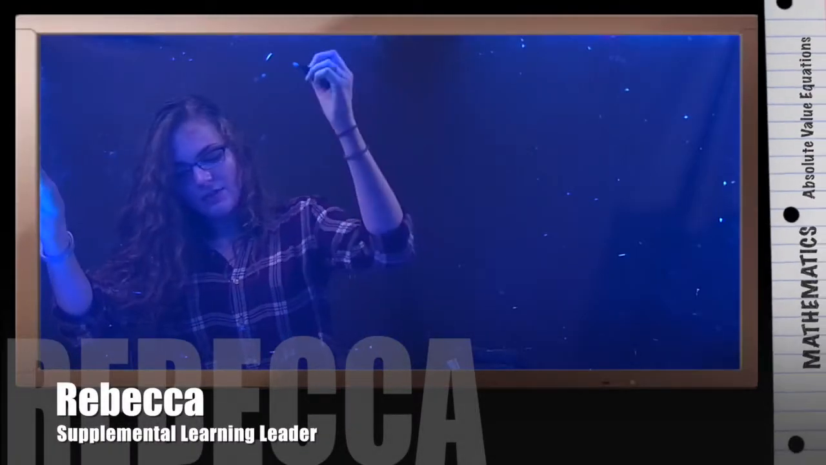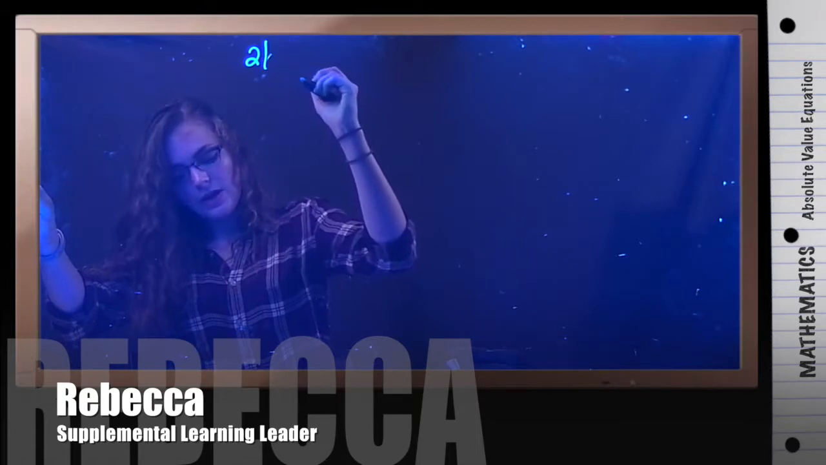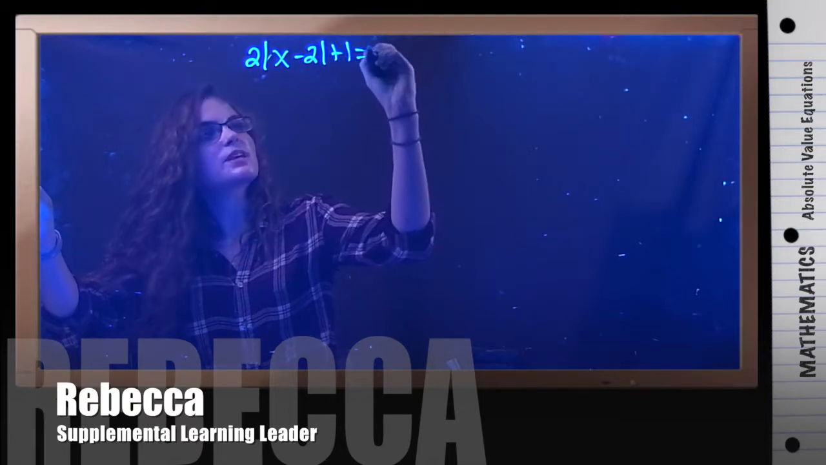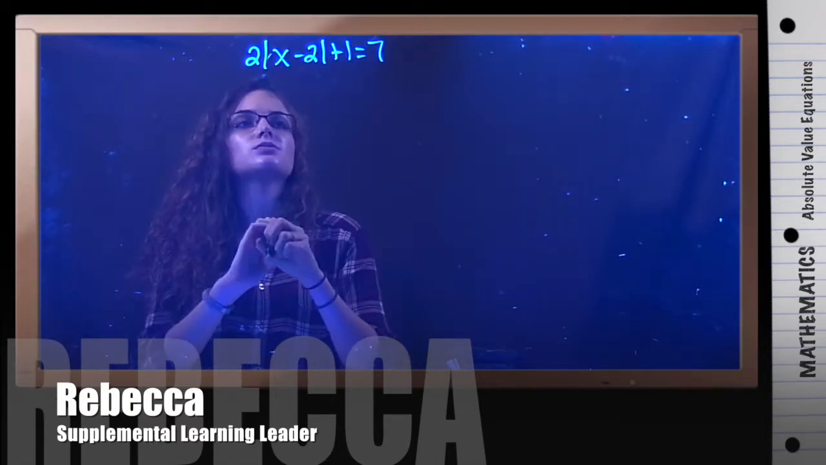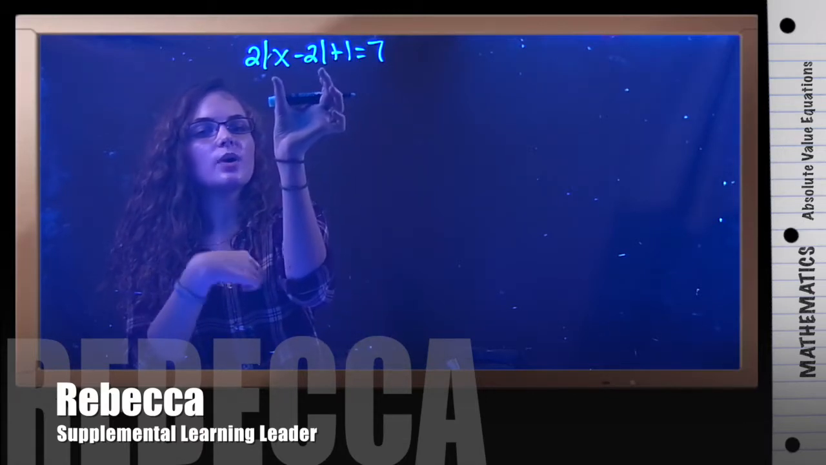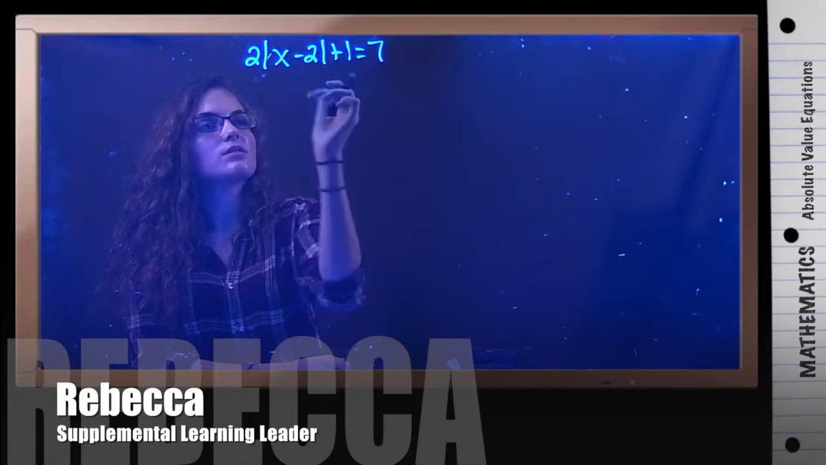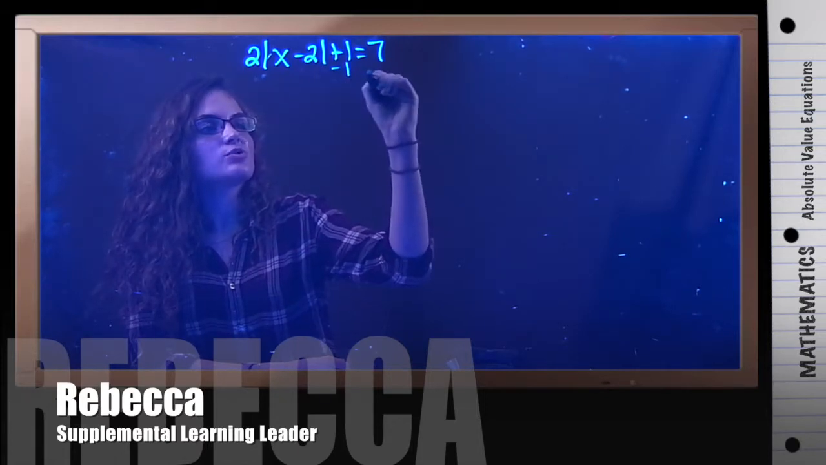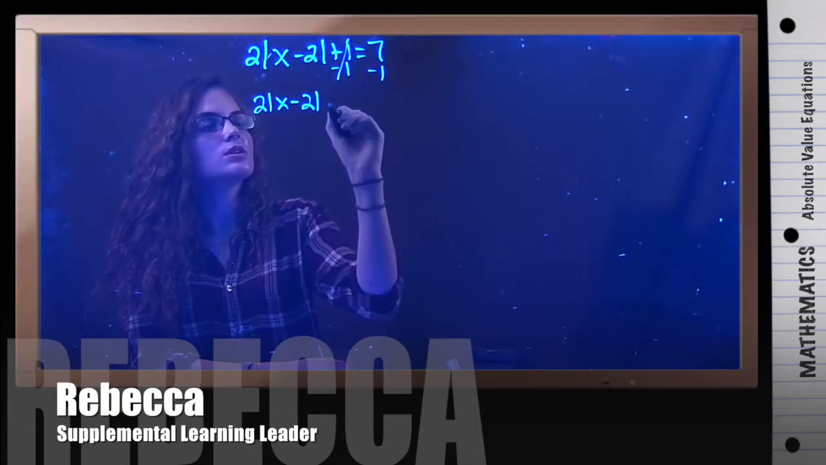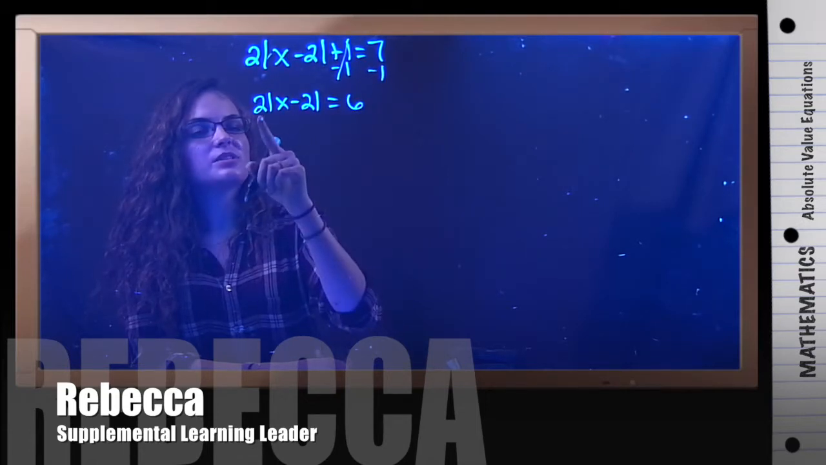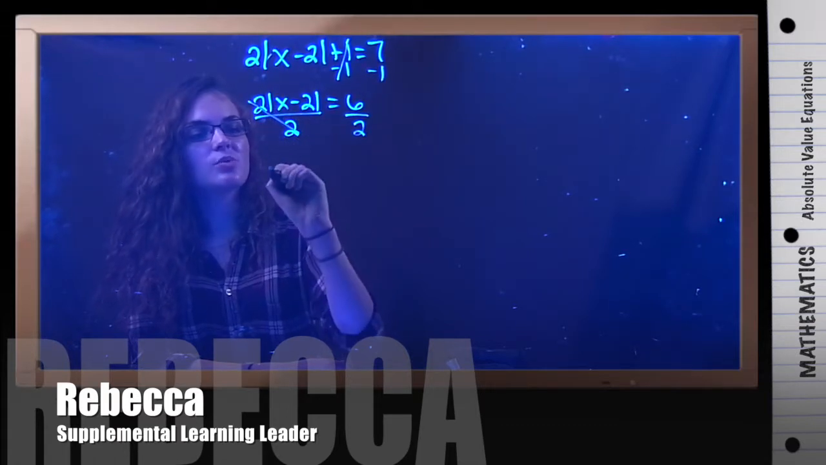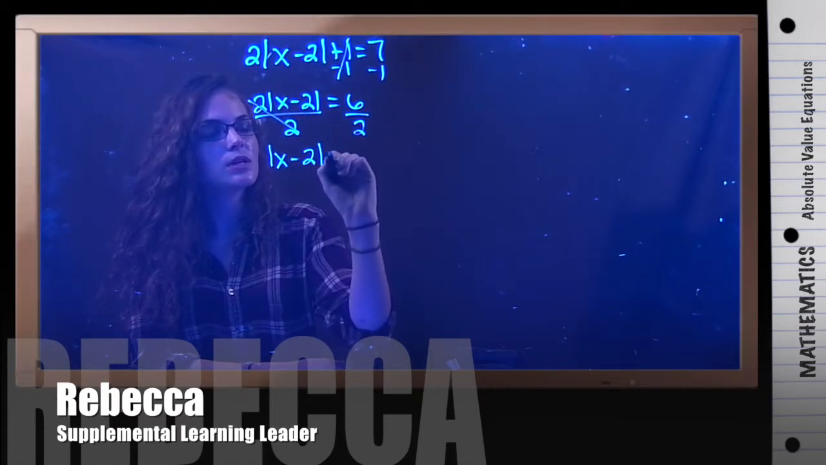For this example, we have the equation 2|x - 2| + 1 = 7, and we have to solve for x. So the first thing we have to do is we always have to have the absolute value isolated before we can do anything. So we have to subtract the 1 from both sides. So we have 2|x - 2| = 6. Now we still have to divide by this 2. So we have |x - 2| = 3.